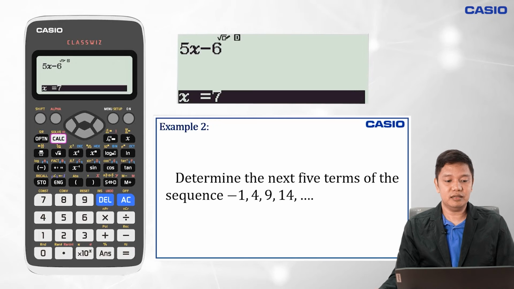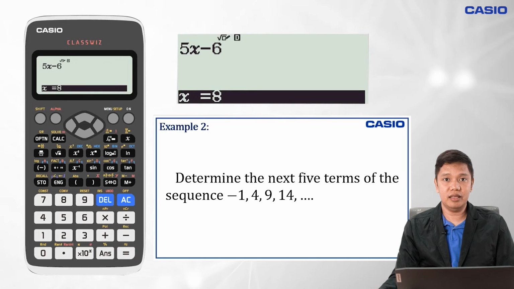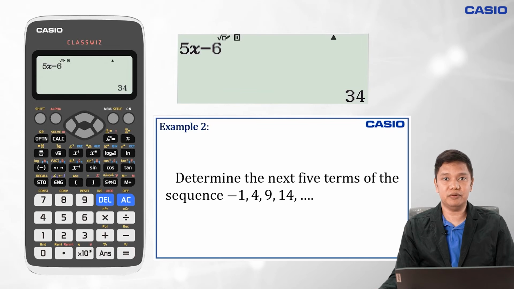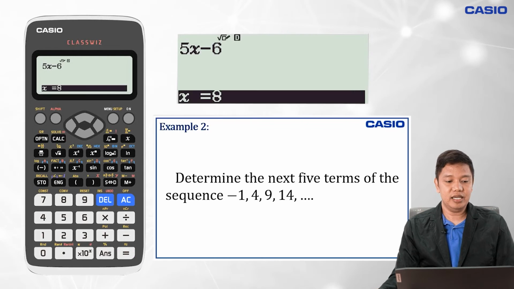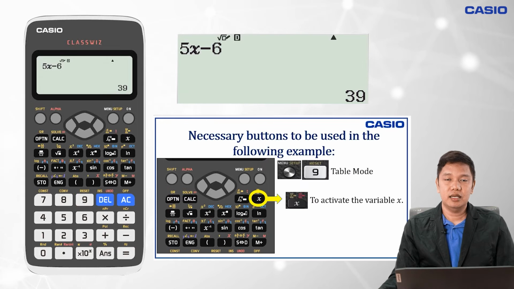To get the 8th term, press calculate and then press 8 as the value of x and then press equals, and then another equals, we have 34. And lastly, for the 9th term, press calculate and then 9, pressing equals twice, we have 39 as the 9th term. Aside from the calculate button, we can also use the table function to generate the first few terms of an arithmetic sequence. Let us consider this example.